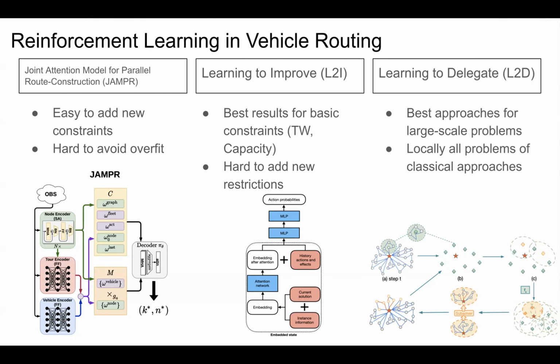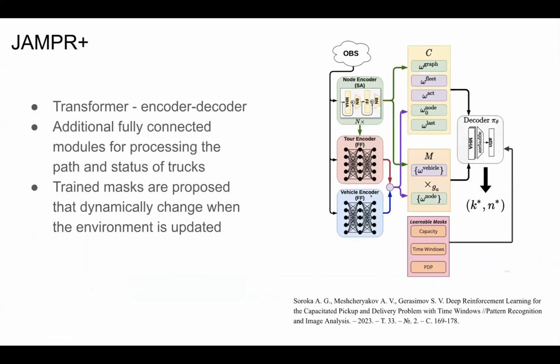But as I said, we're trying to solve realistic constraints. That's why we're trying to build our solution on the JAMPR strategy. Here we're trying to add additional learnable masks on the policy network. It's a kind of learnable mask that just multiplies the output policy, the output probability to go to the next point from the current one.